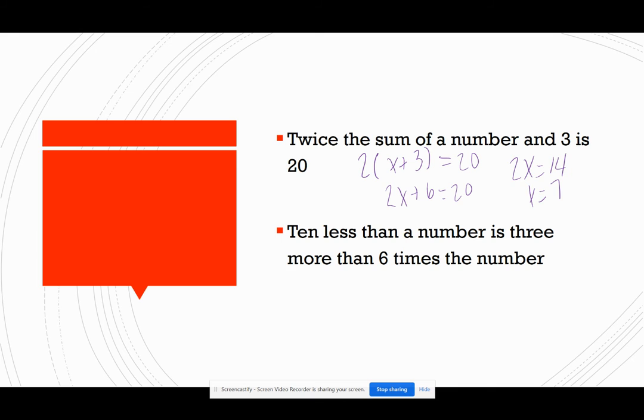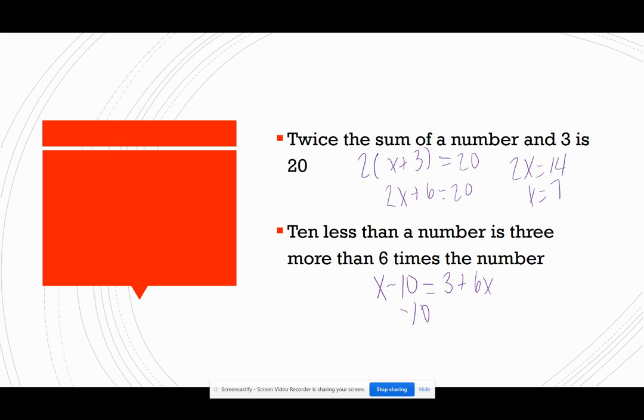10 less than a number, so once again that's x minus 10, is 3 more than 6 times a number. And when we're doing an addition, it really does not matter the order in which we write it. I could have written the right side as 6x plus 3, but if it makes it easier for you just to write it in that order, that's perfectly fine. Subtraction, on the other hand, we saw has to be very specific, where addition, you can do it either way.